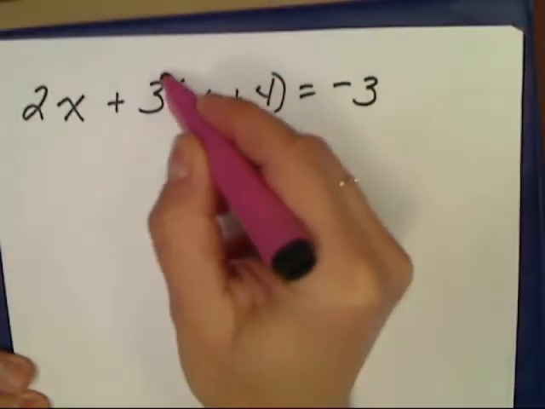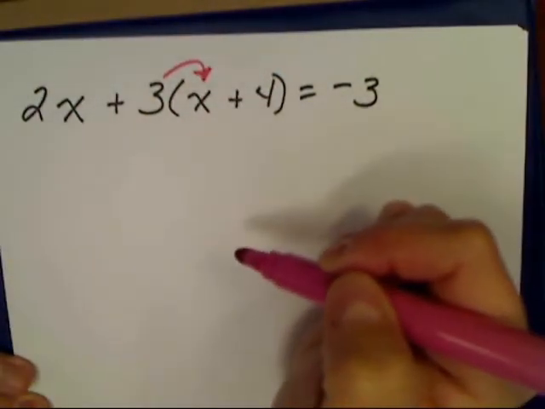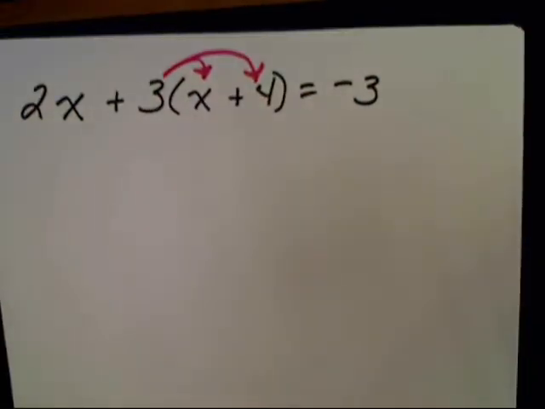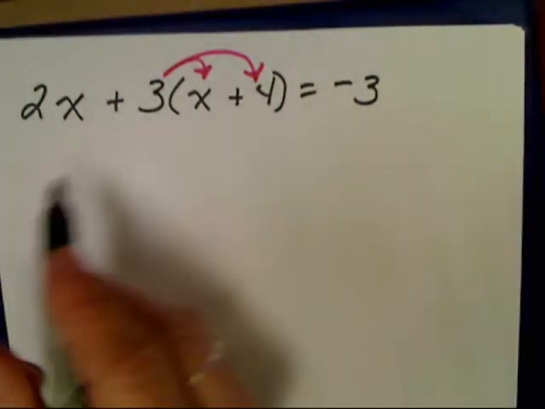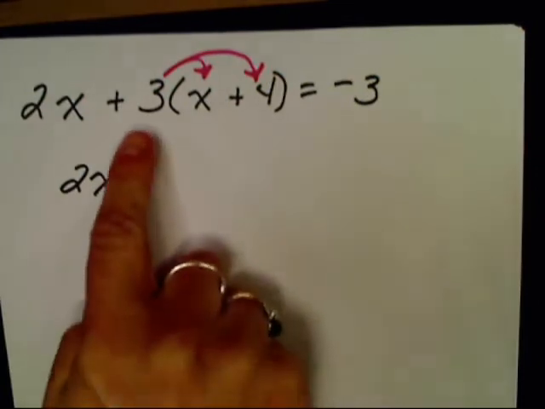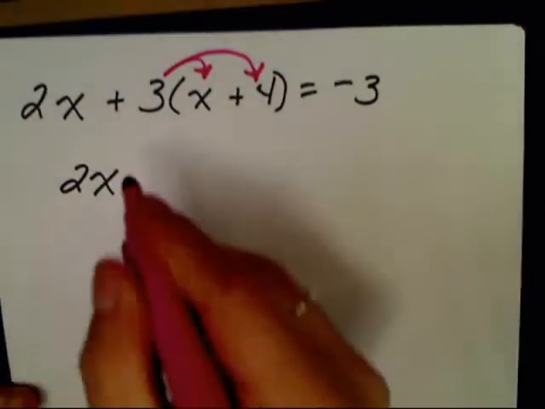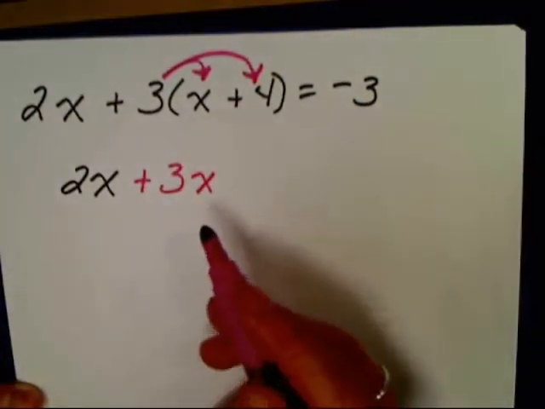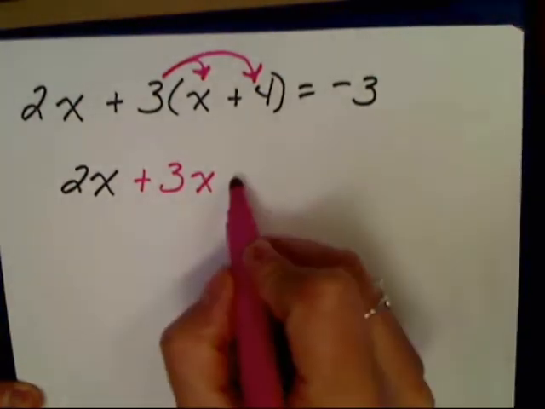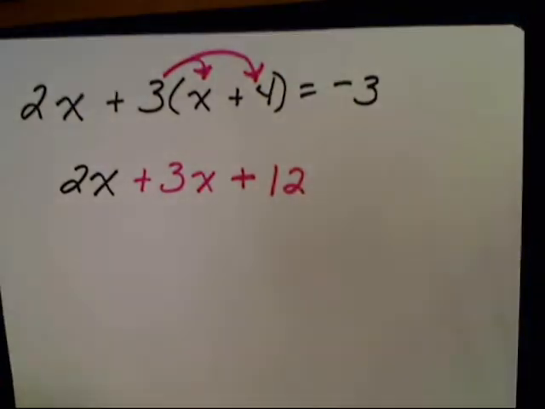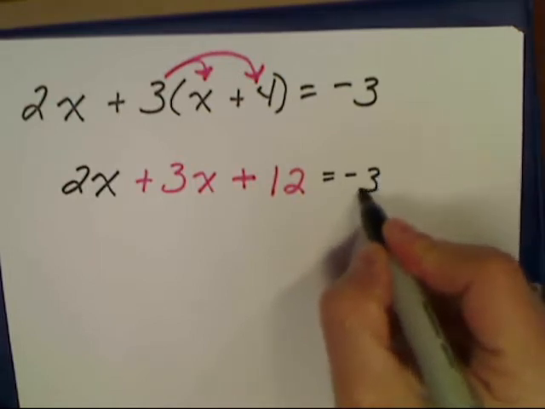So take your 3 and distribute it inside first by taking 3 times the x and 3 times the positive 4 for the 2 terms. Now the 2x out in front has nothing to do with that, so we just bring that along for the ride. But now we have plus 3 times x would be a positive 3x. And 3 times 4, well, we still need to separate the terms, so we need the plus sign to separate terms. And that's going to be equal to the negative 3.